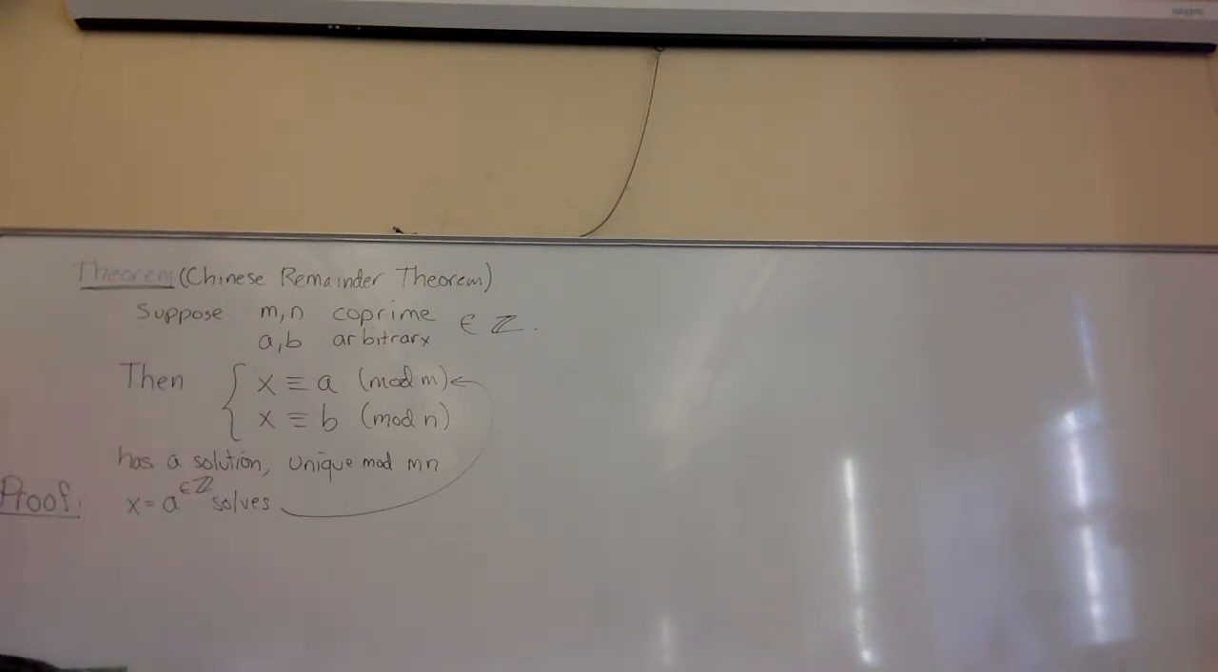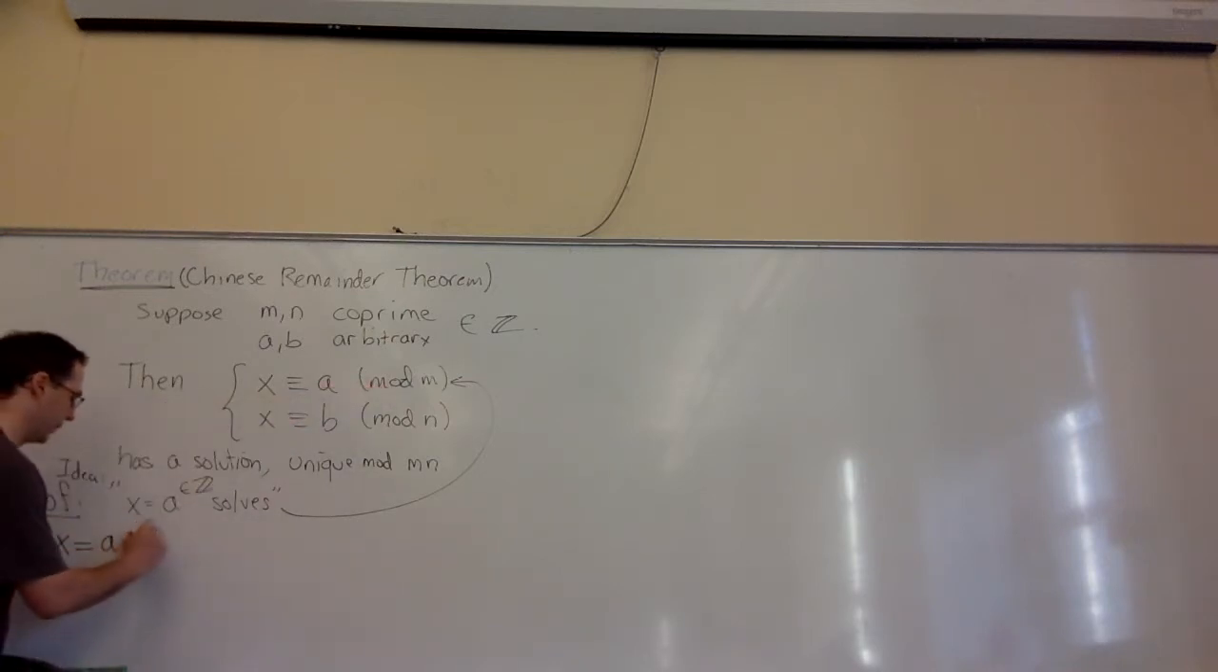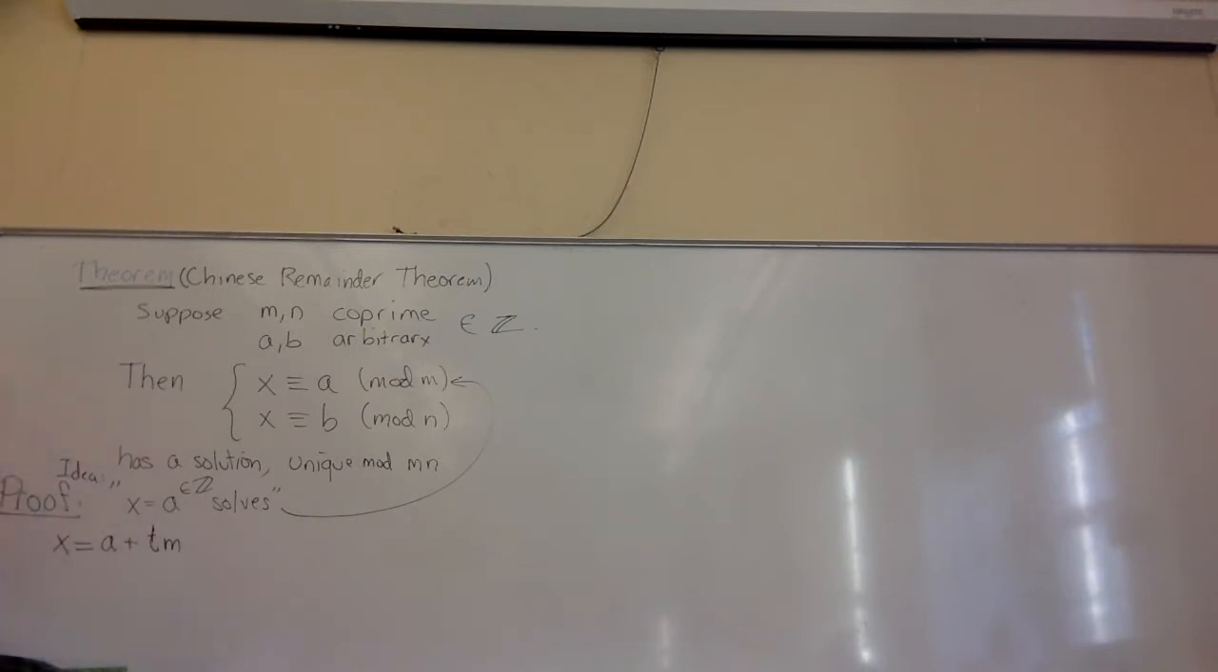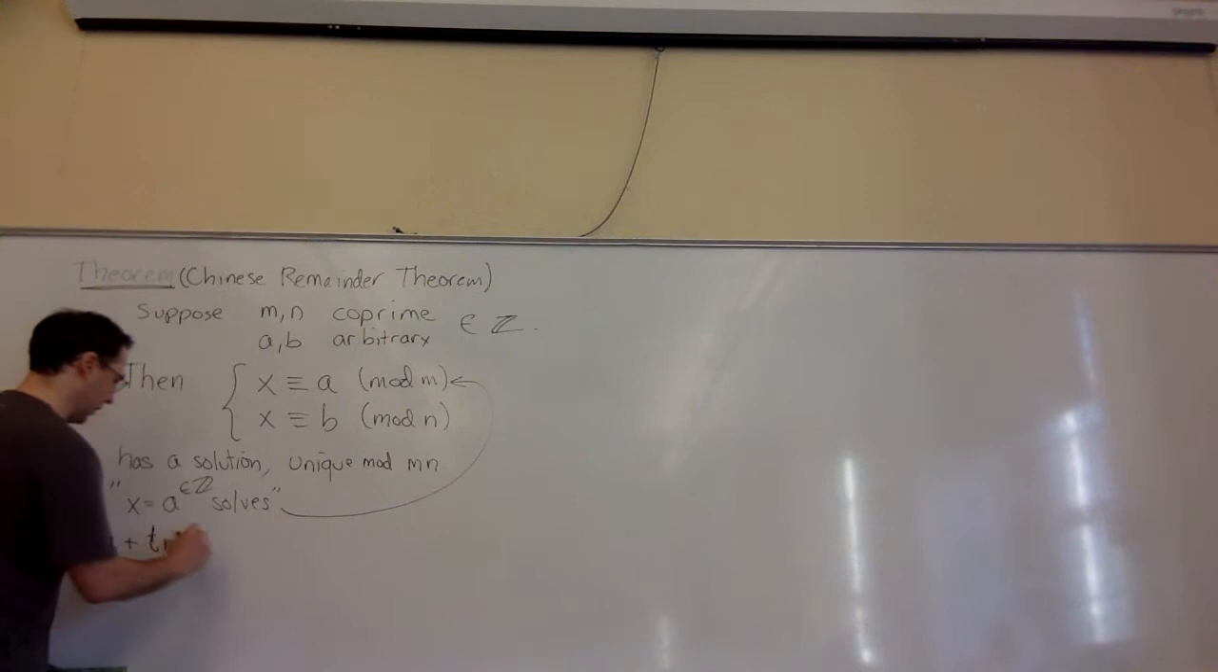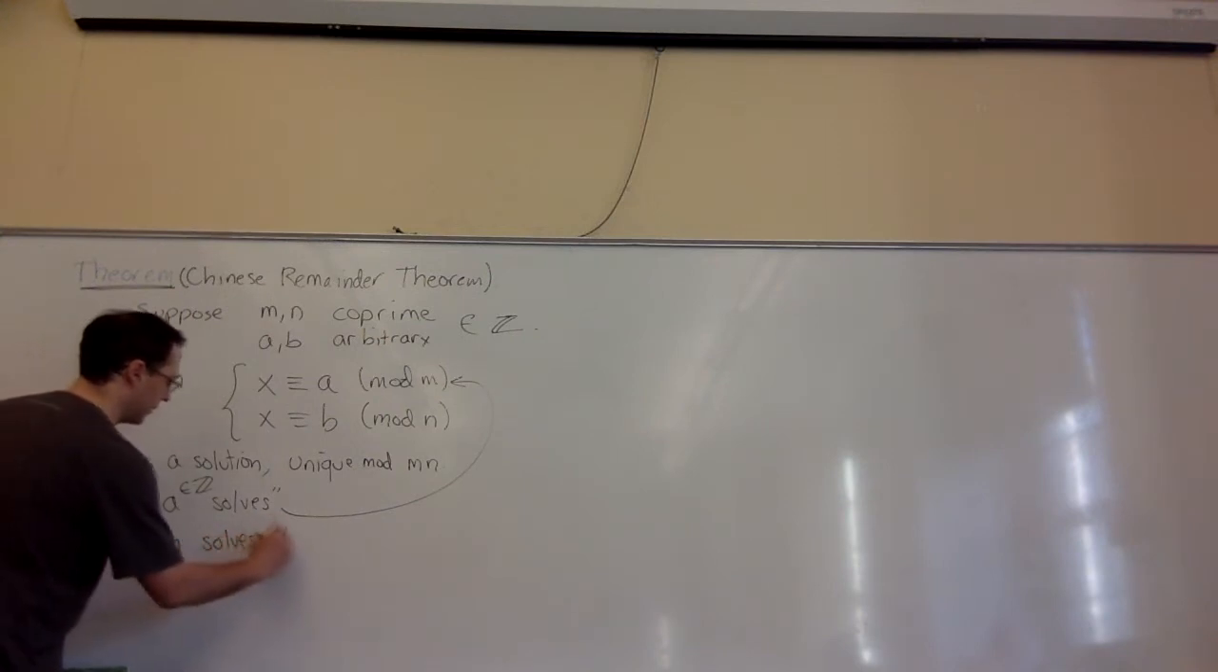So here's our strategy. All we're going to do to show there's a solution is try to change this one in a way that still solves the first system, but then change it in a way so it'll also solve the second system. That's it. So our genuine solution, whatever it is, is going to be a plus some multiple of m. So our idea is to show there exists a t so that this solves the system. So find t such that x equals a plus tm solves the system.